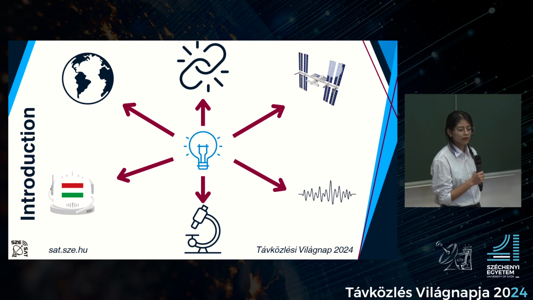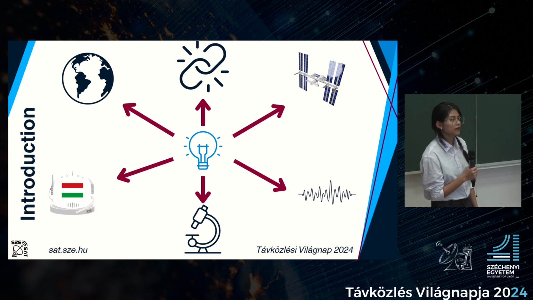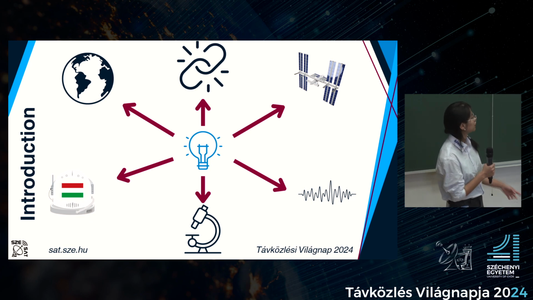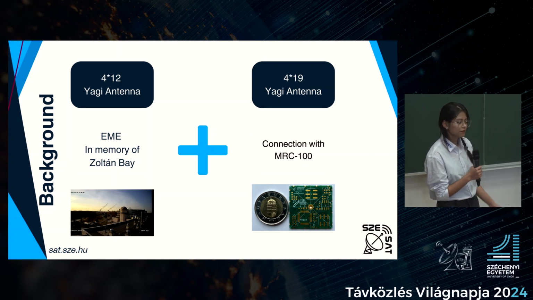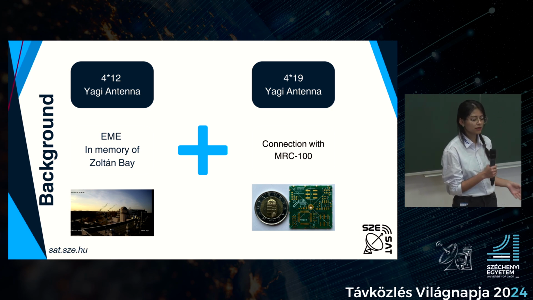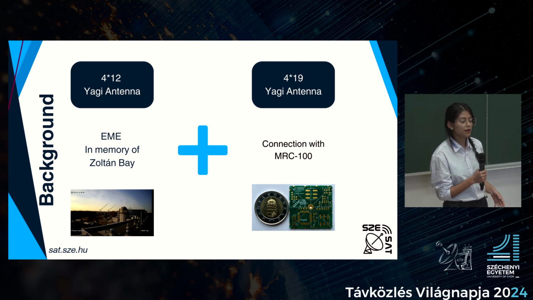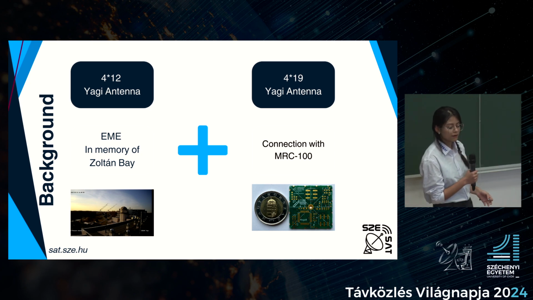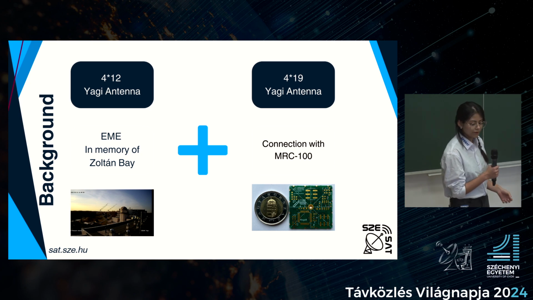Today we will speak about how to establish communication between the ground station in York and the ISS, for communicating in the future with Hungarian astronauts. In the background, this project has become feasible due to previous projects. The first was EME, Earth-Moon-Earth, where we built the first giant antenna, 4x12, and the second project was the base station, where we built the 4x19 giant antenna.